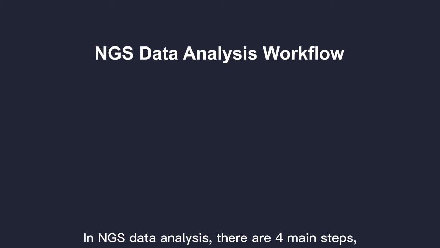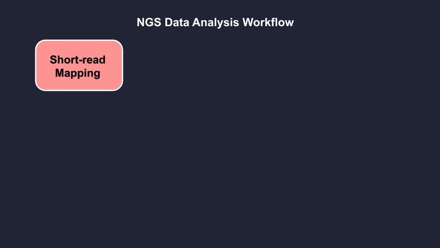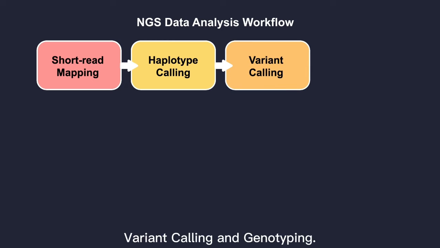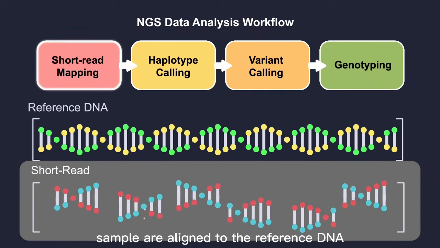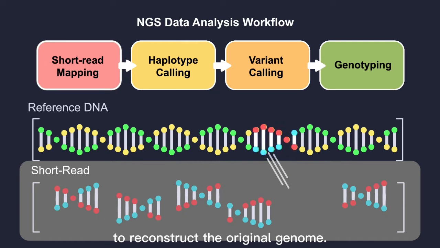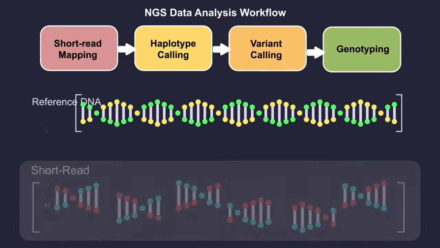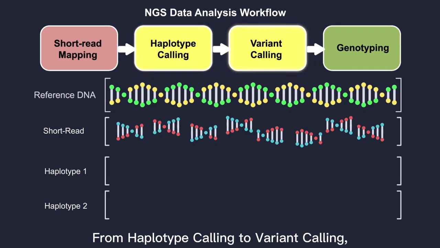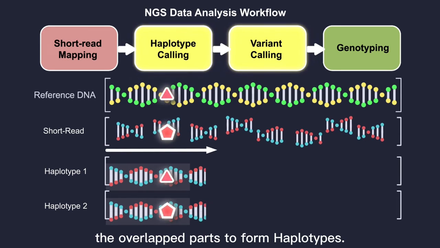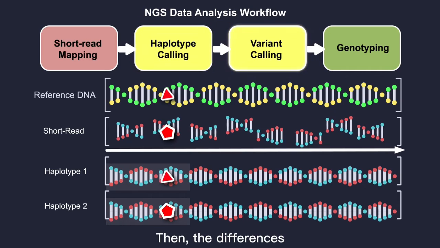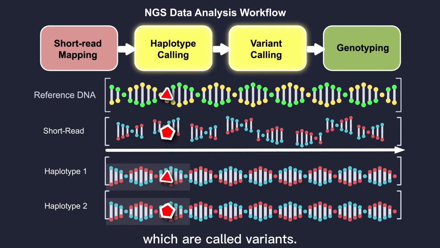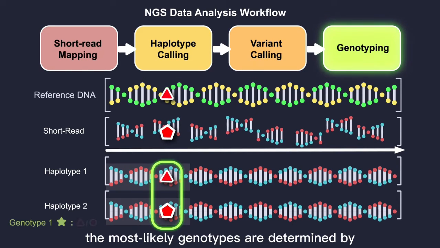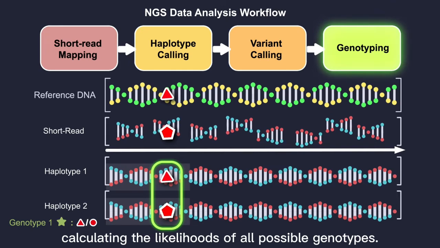In NGS data analysis, there are 4 main steps, which are short read mapping, haplotype calling, variant calling, and genotyping. In short read mapping, all the short reads from the DNA sample are aligned to the reference DNA to reconstruct the original genome. From haplotype calling to variant calling, at first, the mapped short reads are connected by the overlapped parts to form haplotypes. Then, the differences between the DNA sample and the reference DNA sequences are identified, which are called variants. Lastly, in genotyping, the most likely genotypes are determined by calculating the likelihoods of all possible genotypes.